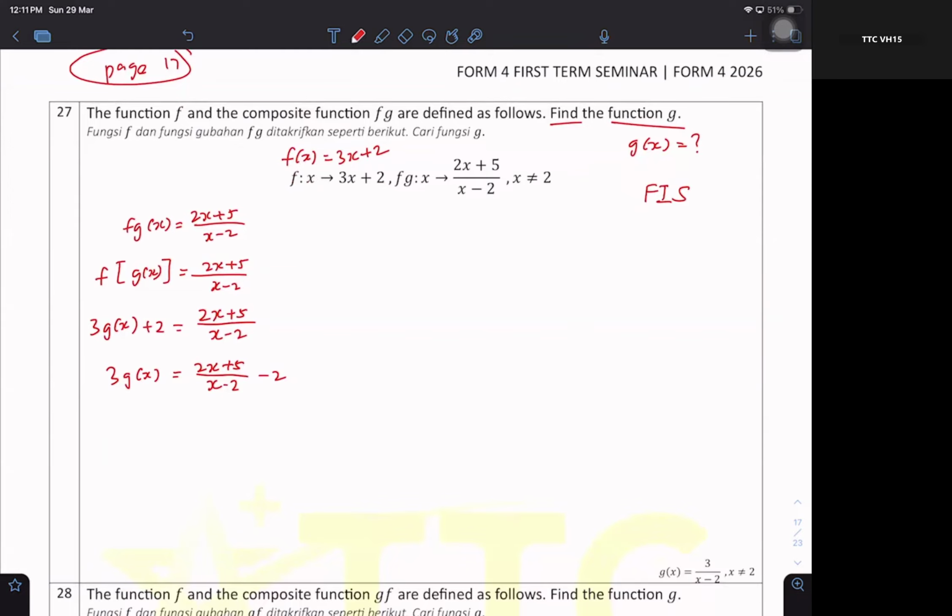But this one, you have to settle this first. Combine into a single fraction. Make it the same denominator, combine into a single fraction. Now, negative 2 times x minus 2 becomes negative 2x plus 4. 2x minus 2x no more, 5 plus 4 is 9.